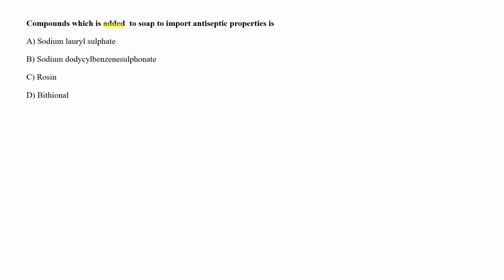Compounds which is added to soap to impart antiseptic property is A. Sodium lauryl sulfate, option B. Sodium dodecyl benzene sulfonate, option C. Rosin and biothionol. The correct option is option number D. Biothionol. So what happens is it is used to make the soap impart antiseptic property to it.